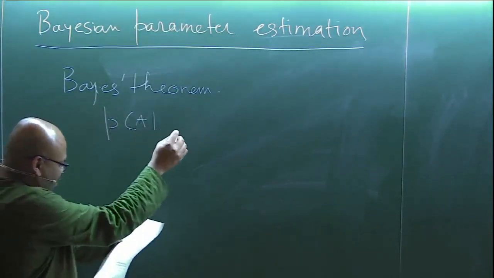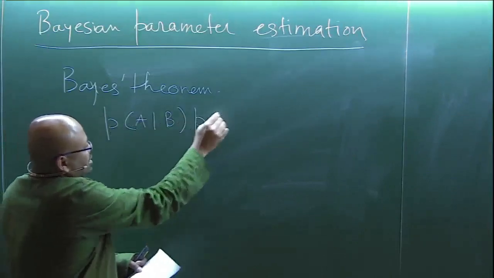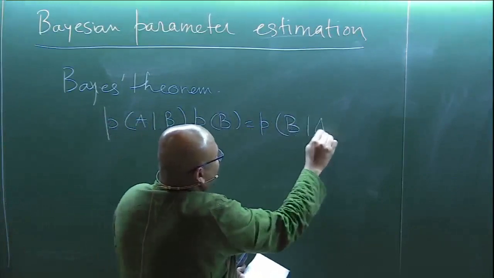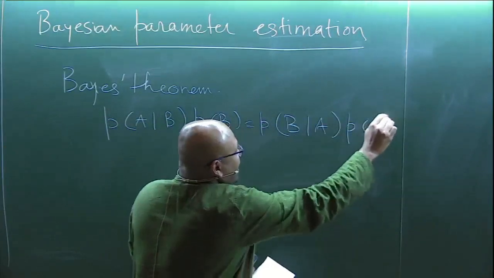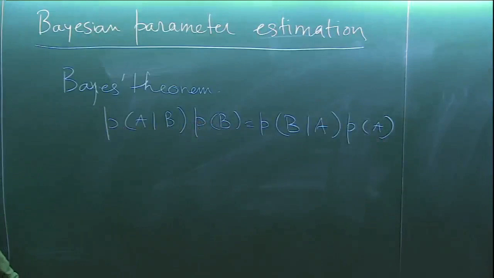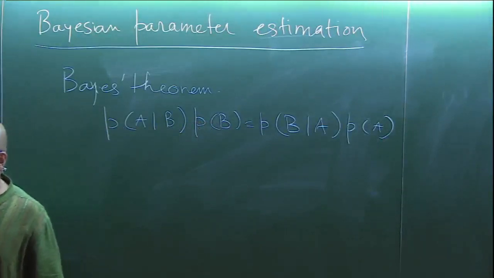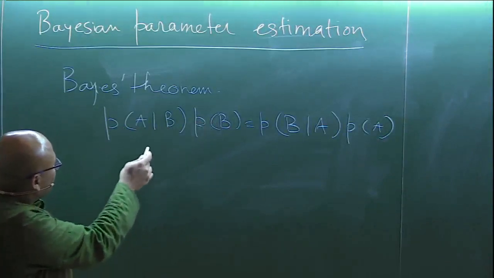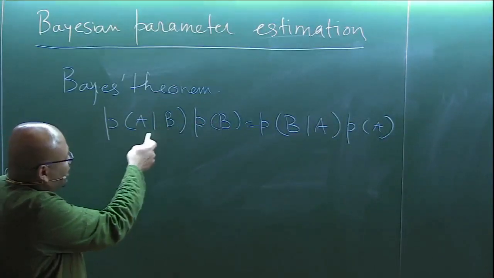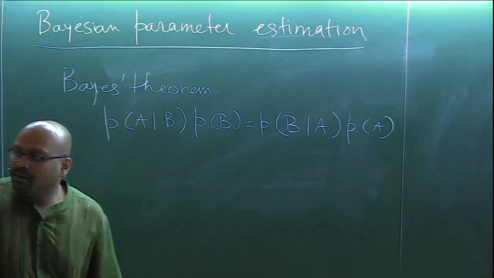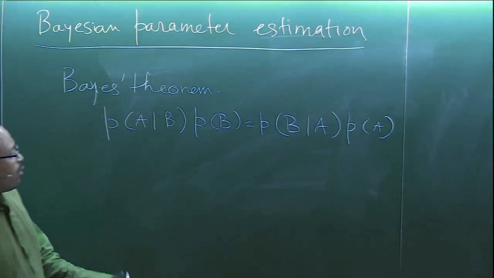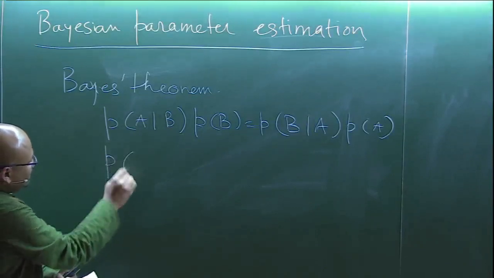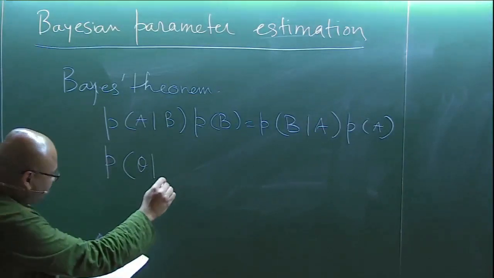Probability of A given B times probability of B is probability of B given A times probability of A. And this is because this is the joint probability of A and B happening together, and that can be represented as a product of conditionals and a prior probability.